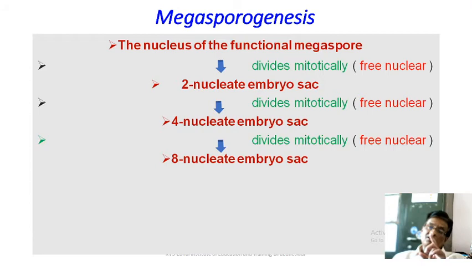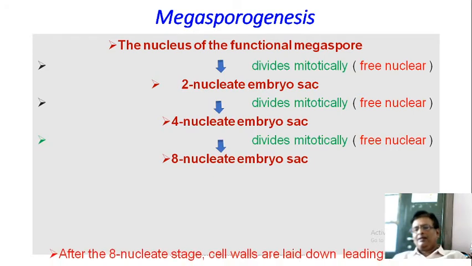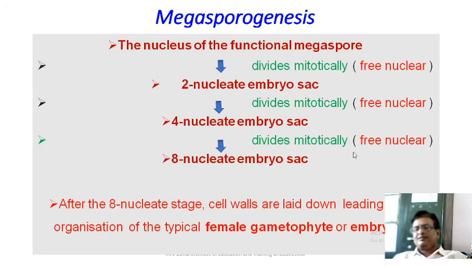Remember, we are talking about the condition of the linear tetrad where 3 degenerated and only 1 functional megaspore was left. Now we are continuing with that point. It undergoes mitosis 3 times, becoming 2 cells, becoming 4 cells, becoming 8 cells. And at this 8-nucleate stage, the cell walls are laid down later on and it forms the typical female gametophyte, or the embryo sac.